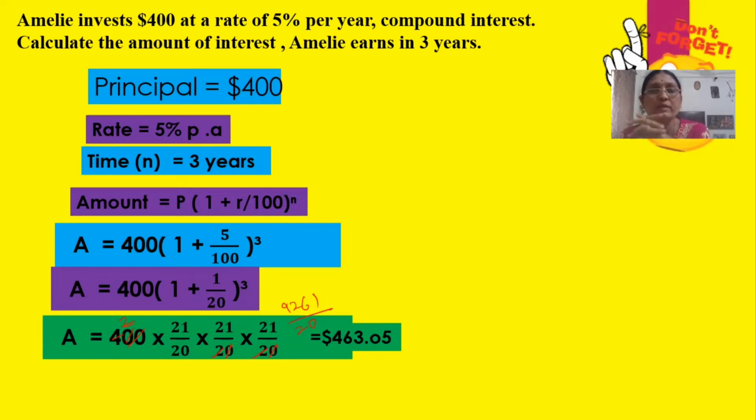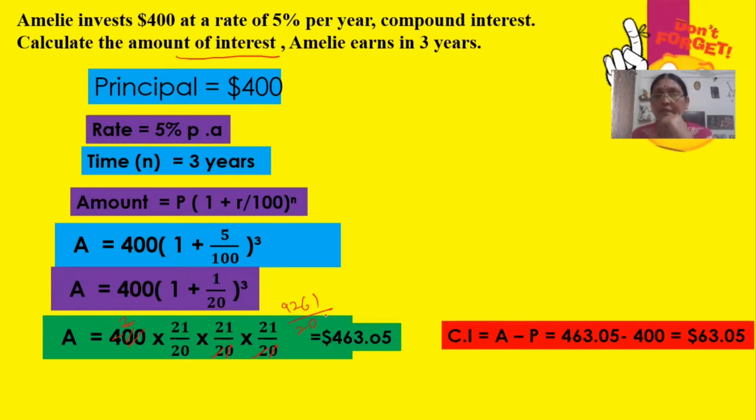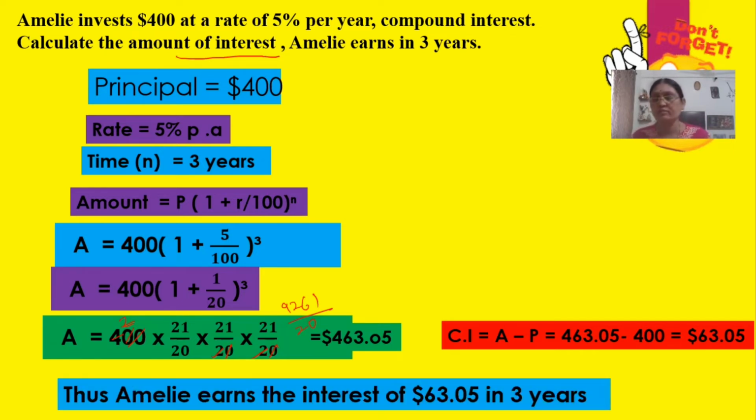So how do I calculate the compound interest? Interest is that extra thing what the bank offers you for keeping the money. Initially you had kept 400. The question is to calculate the amount of interest. You are asked to find the interest. So interest is equal to amount minus principal, which was 463.05 minus 400. $63.05 is the interest that Emily has earned. So thus Emily earns the interest of $63.05 in 3 years.